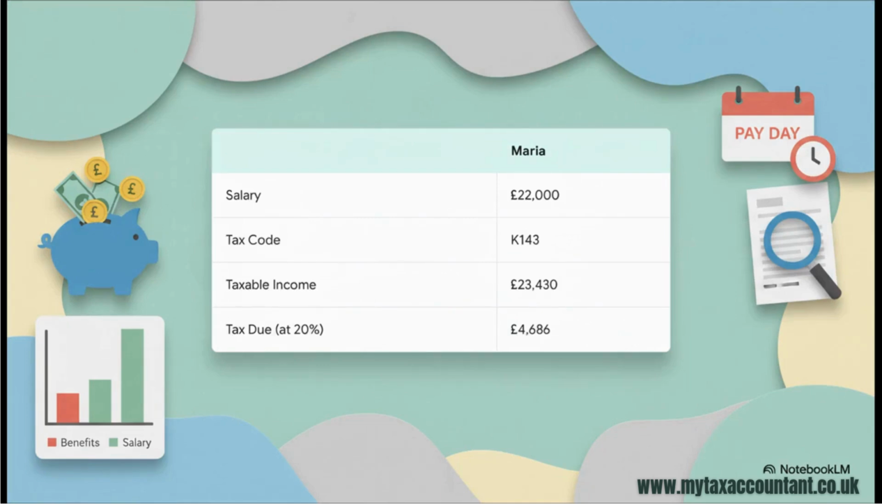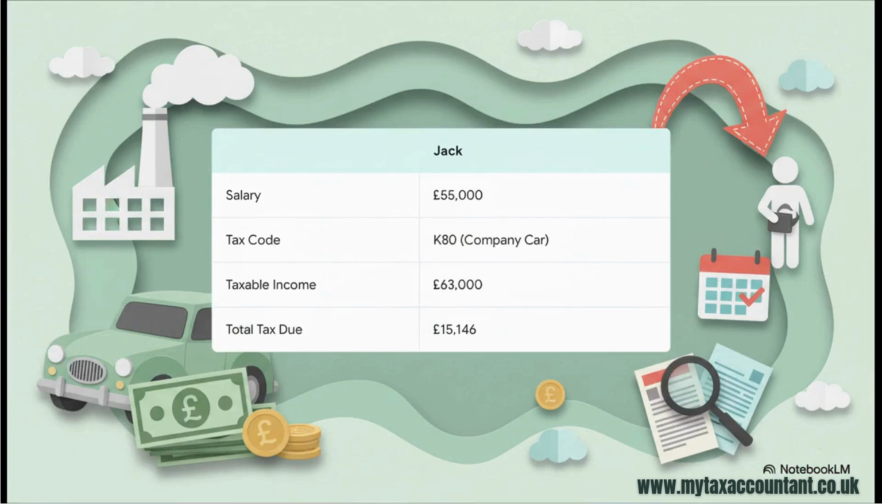She's on a salary of £22,000, but she has a K143 code. This adds £1,430 to what HMRC considers her taxable income. At the 20% tax rate, this works out to a total tax bill of £4,686. For Maria, that means about £24 less in her pocket each month. It might not sound like a fortune, but we all know that for anyone trying to stick to a budget, every pound counts. Now let's see how it plays out for a higher rate taxpayer.